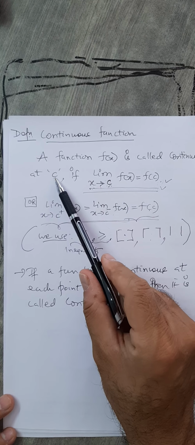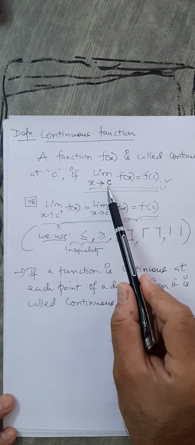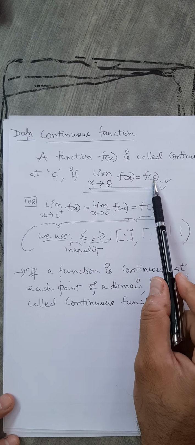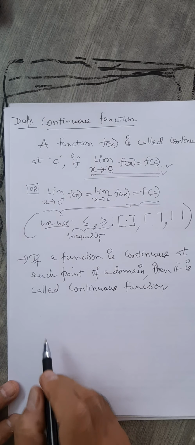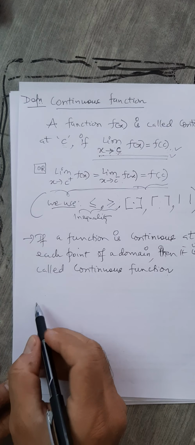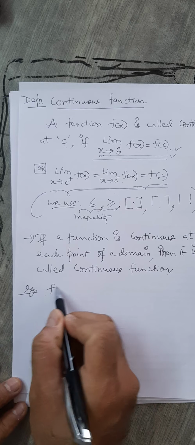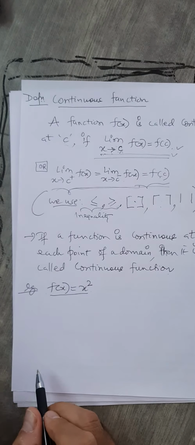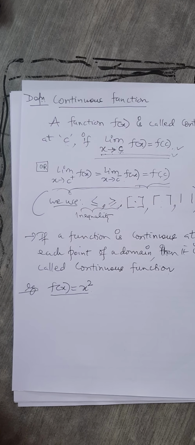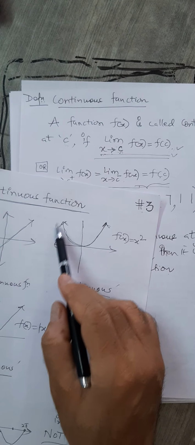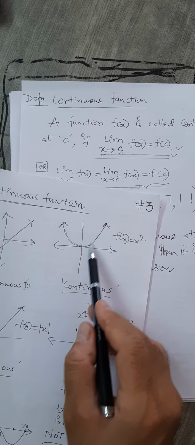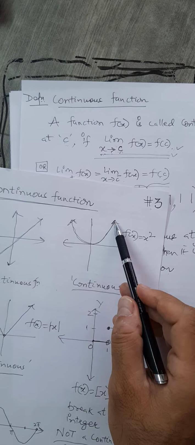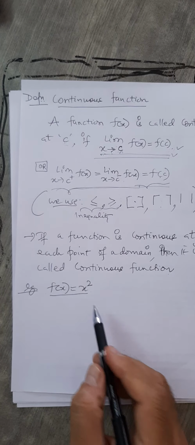If you are asked to check the continuity at c, find the limit as x tends to c of f of x, and check whether it equals f of c. If these two are equal, we say that the function is continuous. For example, let's take a simple example: f of x equals x square. You know that this is the standard parabola. You also know that it is continuous everywhere. There is no break in the graph of the function, so it is continuous everywhere.